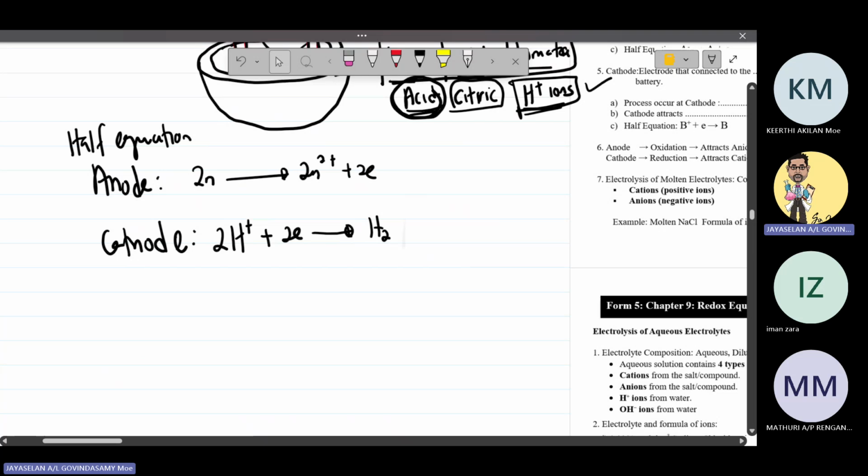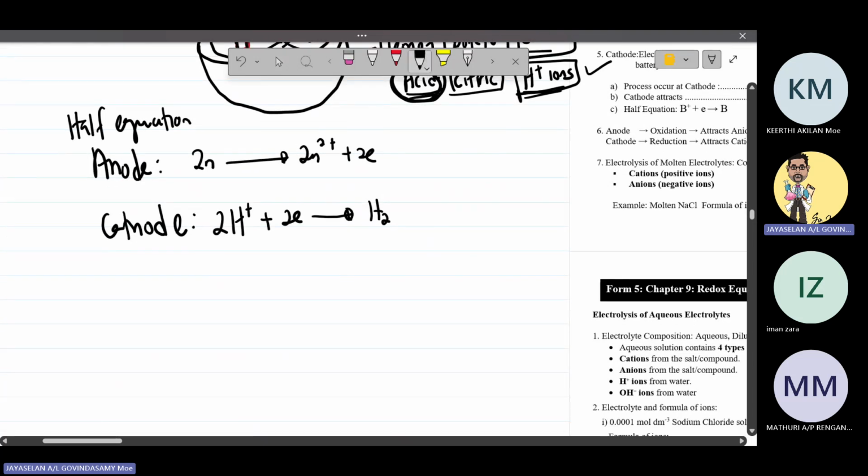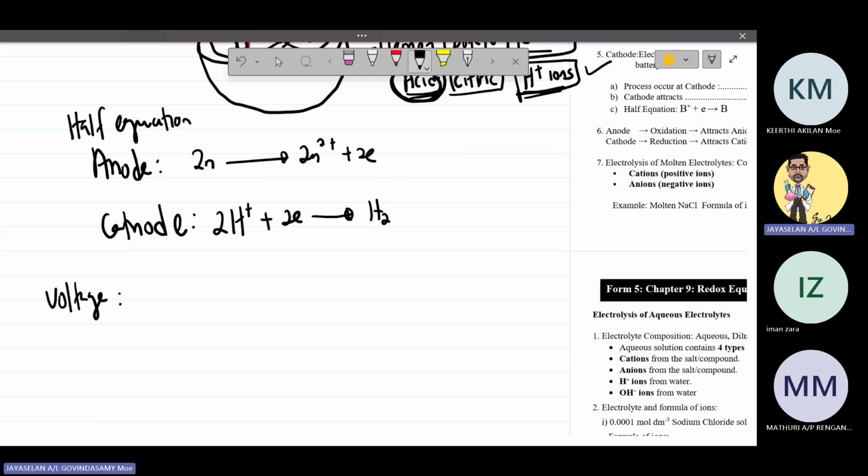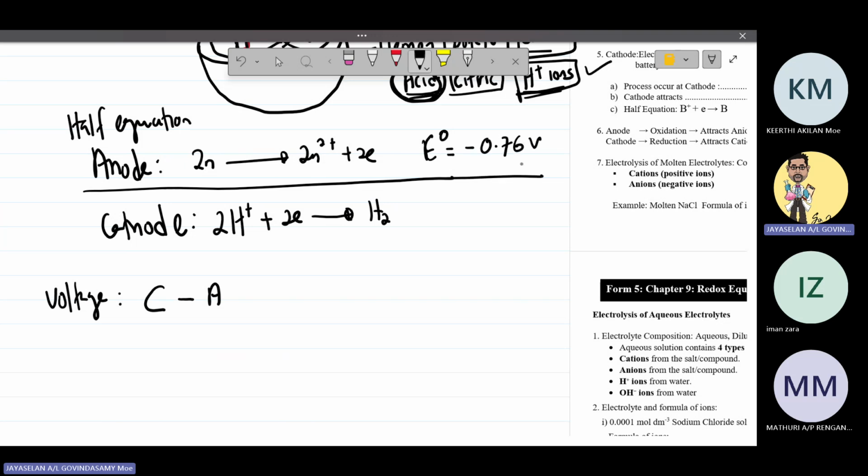Okay, after that, the question asks you to find the voltage. What is the voltage, or E cell? So you want to find the voltage: cathode minus anode. What is the E naught value at the anode? E naught value is negative 0.76. No need to memorize, it will be given. Cathode, what is your E naught value? They choose hydrogen, right? So 0.00 volt.